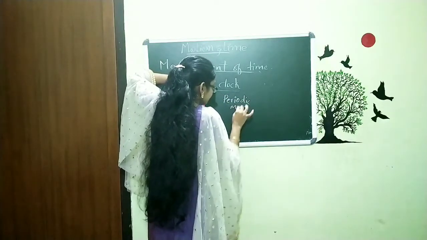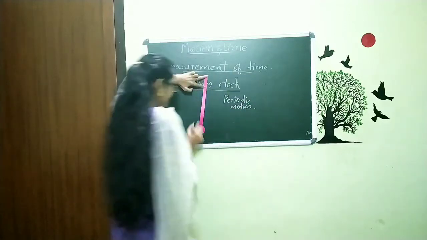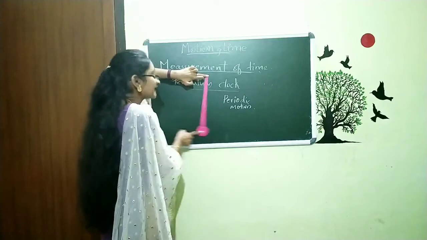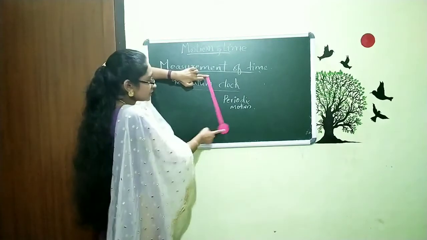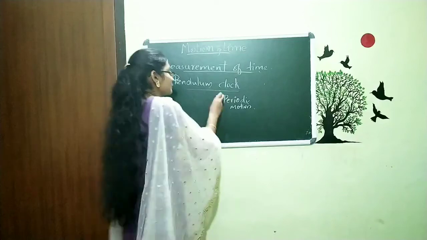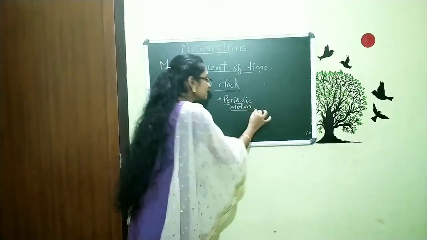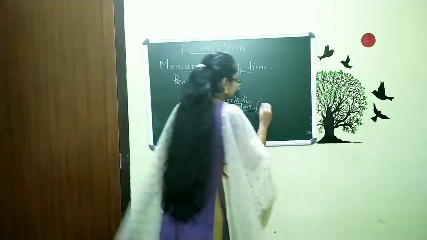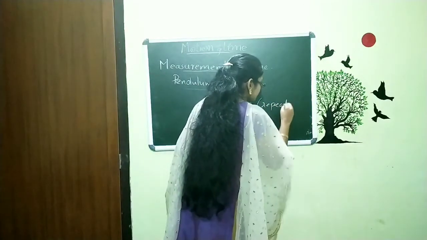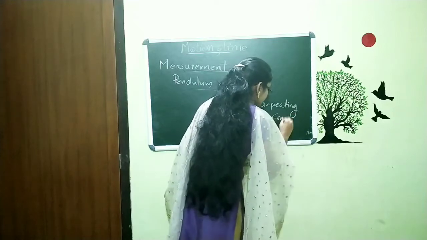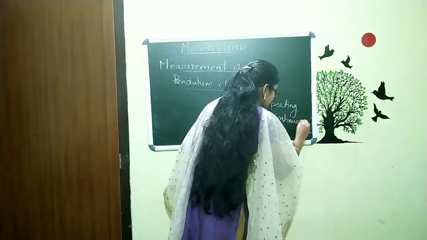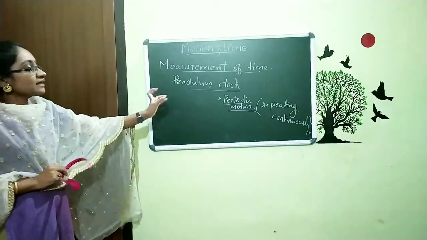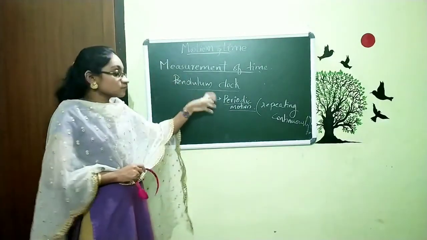Periodic motion. That is, it is moving forward, backward, forward, backward. Likewise, it is moving like this. So, this is a type of periodic motion. Periodic motion means it is a uniform motion. It is repeating continuously. So, this is how the previous clocks worked.